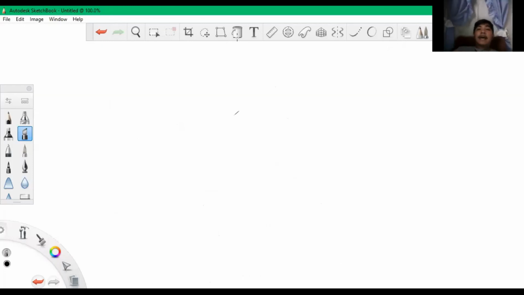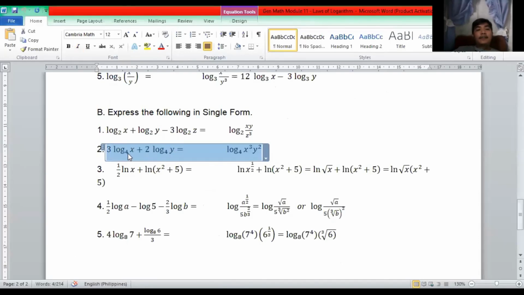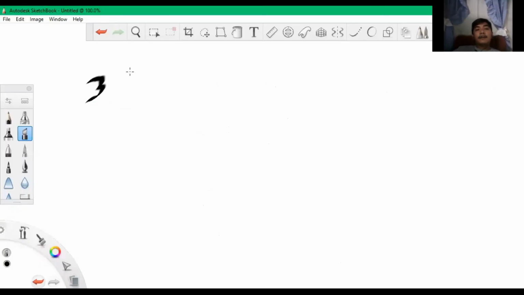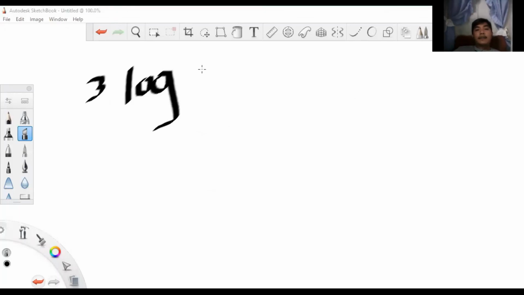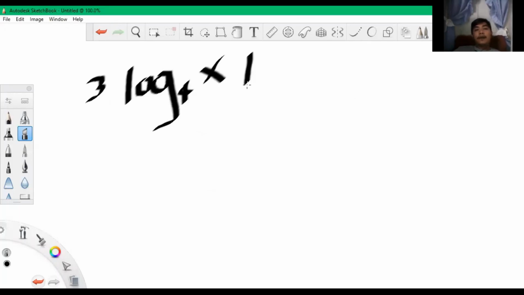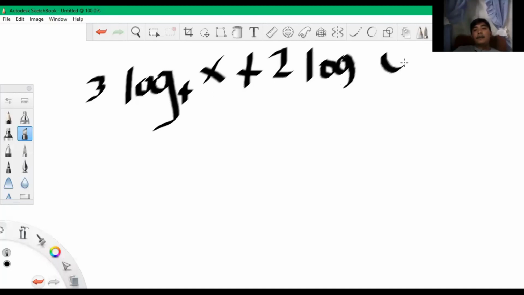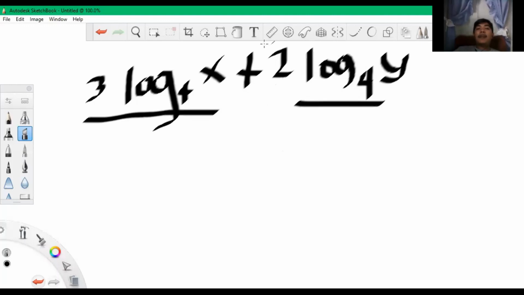Okay, so let's have another example. We have 3 times the logarithm of x to the base 4 plus 2 times the logarithm of y to the base 4. So we have 2 logarithms here. As you can see, how many logarithms do we have? We have 2 logarithms, and they are separated by a plus sign.